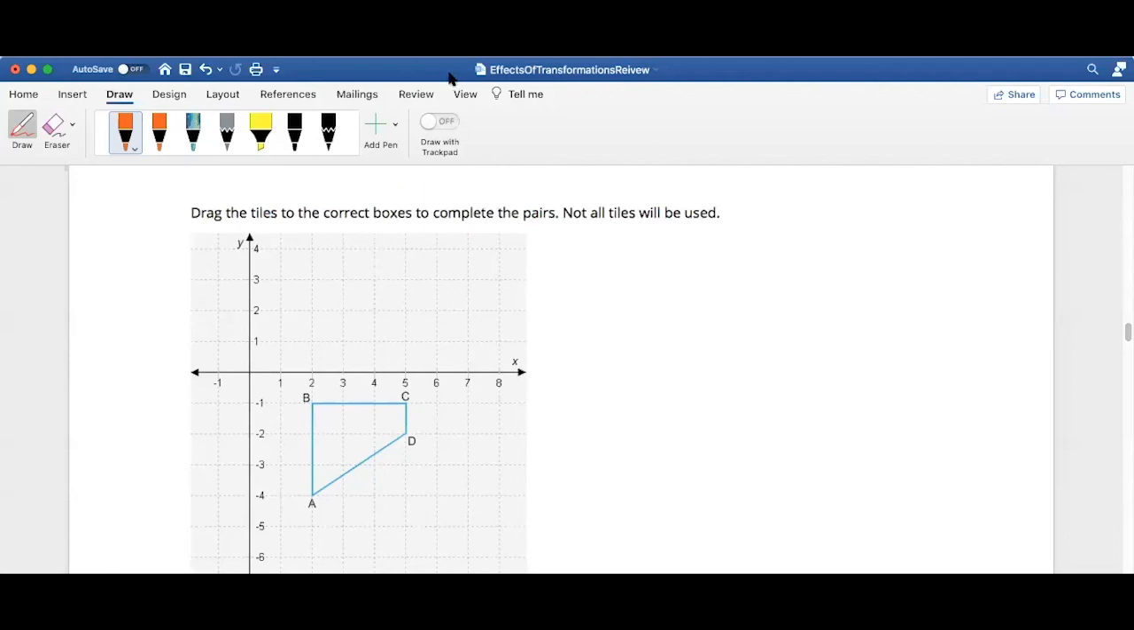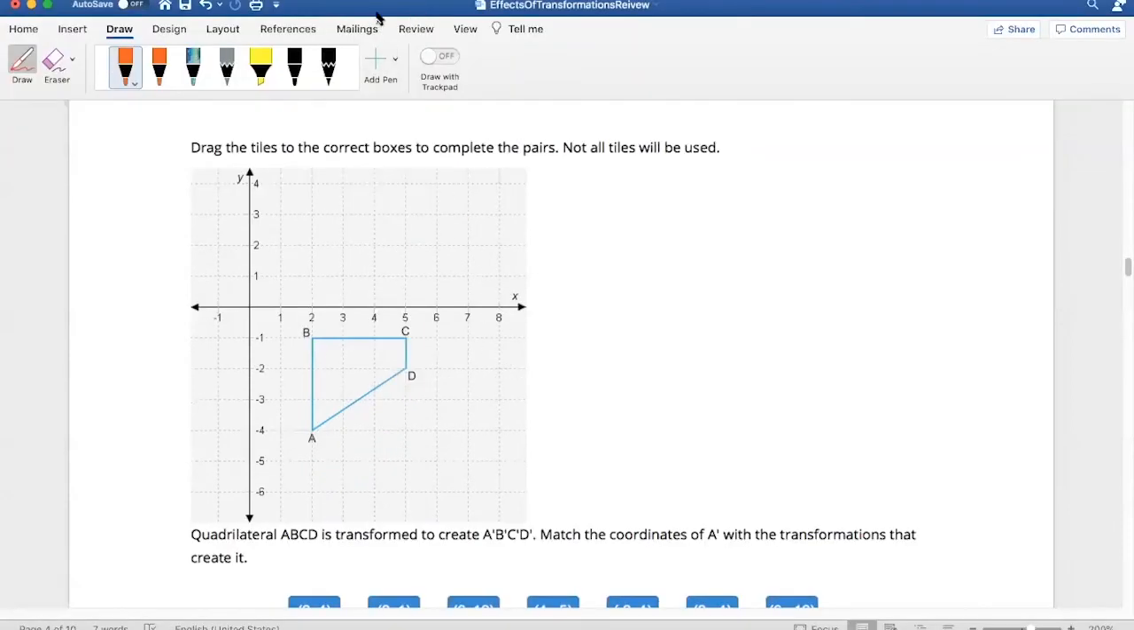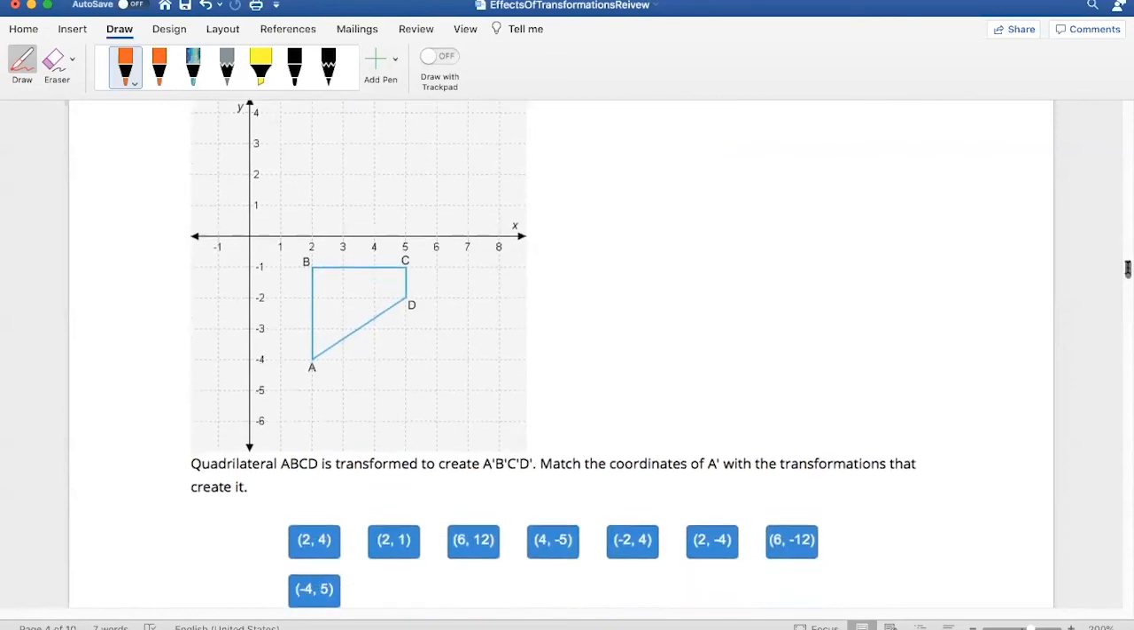Okay, so all right, our next one says quadrilateral ABCD is transformed to create A prime, B prime, C prime, D prime. We're going to match the coordinates of A prime with the transformation that created it. Let's see. So we really only need to look at point A. And if we start off with our point A, we are at 2, -4.